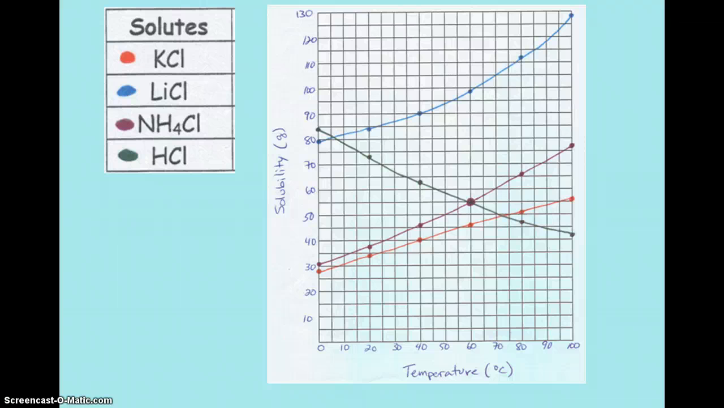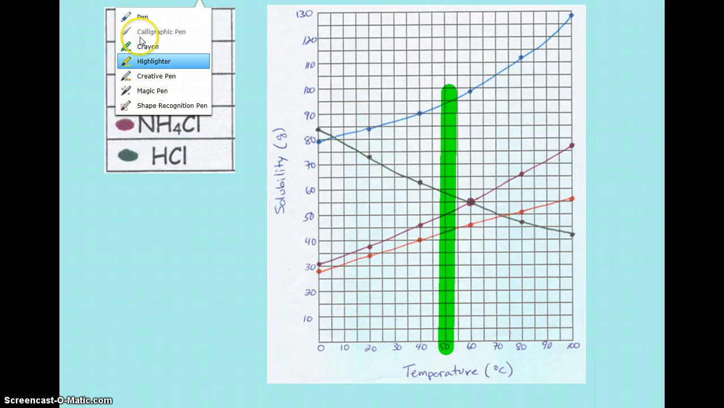And question 3 says, what mass of each of the chlorides will dissolve in 100 grams of water at 50 degrees Celsius? AKA, what are the chlorides' solubility at 50 degrees Celsius? So I go and find 50 degrees Celsius. That's this line right here. And then I figure out where the chlorides' curves hit that line. And that is the solubility.